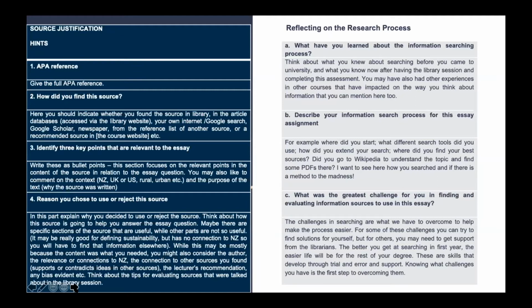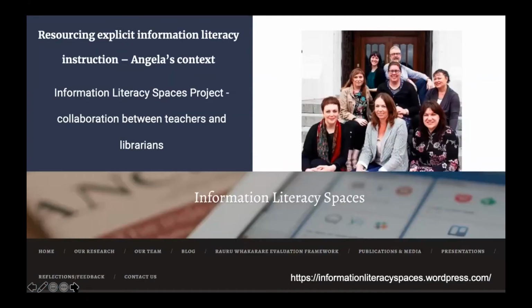Okay, next one. So as I mentioned, information literacy spaces is the big project. I chose the picture from the start of the project. See how lovely and young and dark haired I look there at the front in my lovely cherry blossom shirt. We came out the end of it haggard, so you can imagine what the research was like. But if you're interested in this information literacy spaces, you can Google it and you'll see on here some of our publications and the Raru Whakarare framework that I'll talk about shortly.